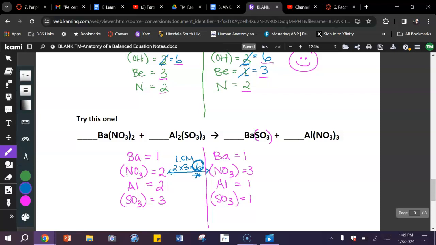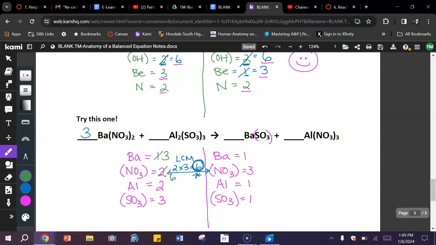So I'm going to draw a 3 in front of the compound that has nitrate in it. And what that does is it changes barium to 3 because 3 times 1 is 3, and it changes my nitrate to 6, which I'm writing in green there.